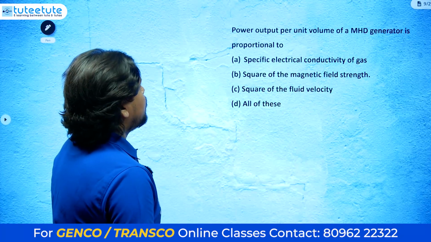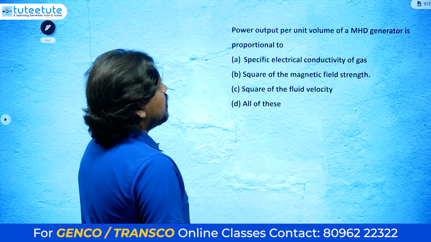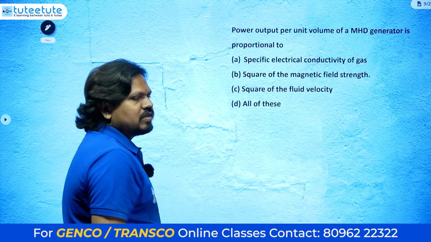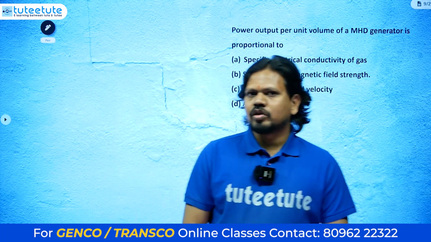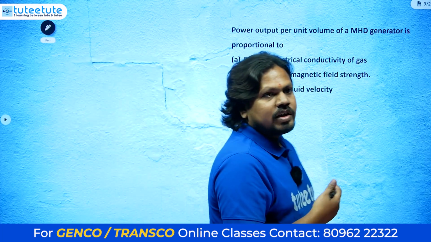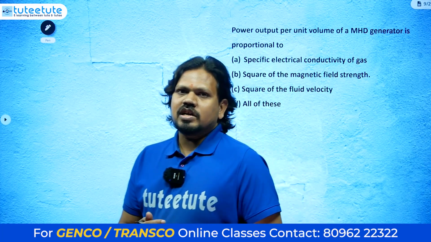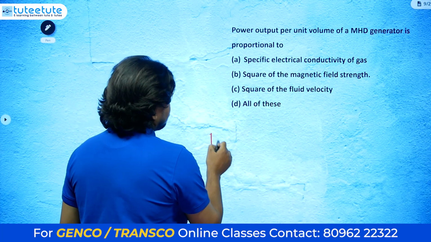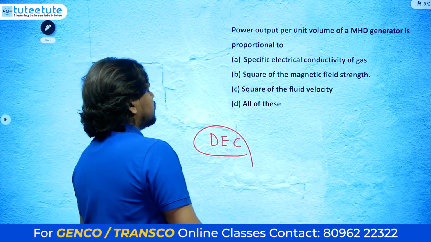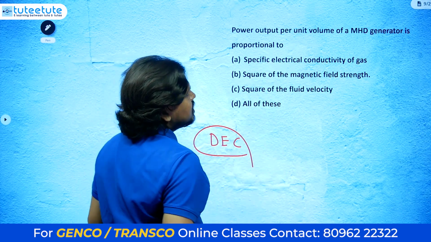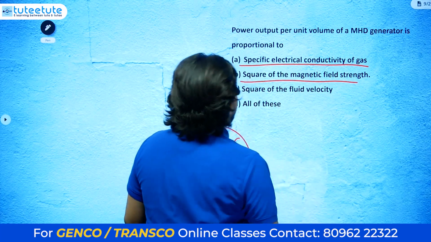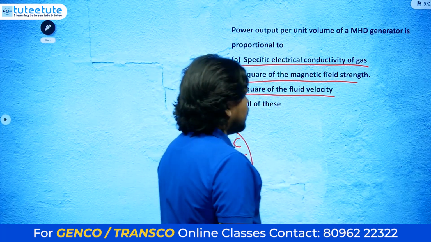Okay, next question: the power output per unit volume of an MHD generator is proportional to... This is a direct energy conversion. They have mentioned it in the syllabus, that's why we have given this question. We may not expect this kind of question, but it is given as an example; they may give this kind of question also. So what is this direct energy conversion based on MHD? The options: specific electrical conductivity of gas, square of the magnetic field strength, square of the fluid velocity, all of this.